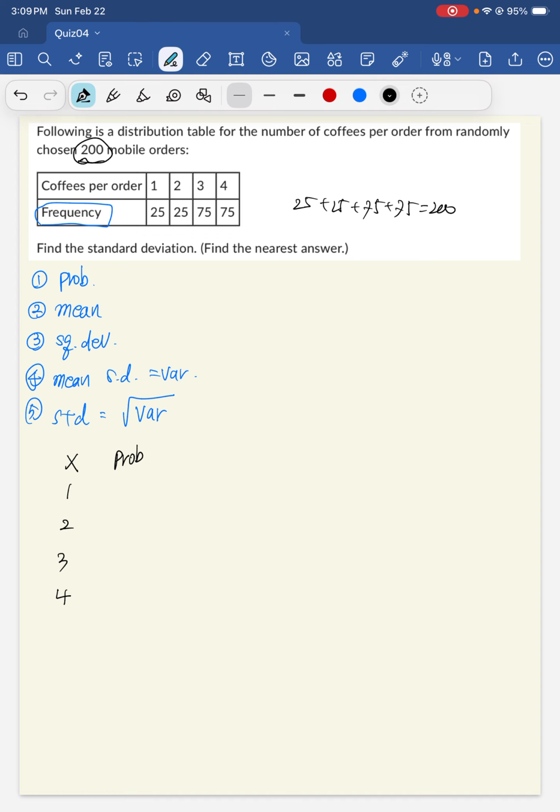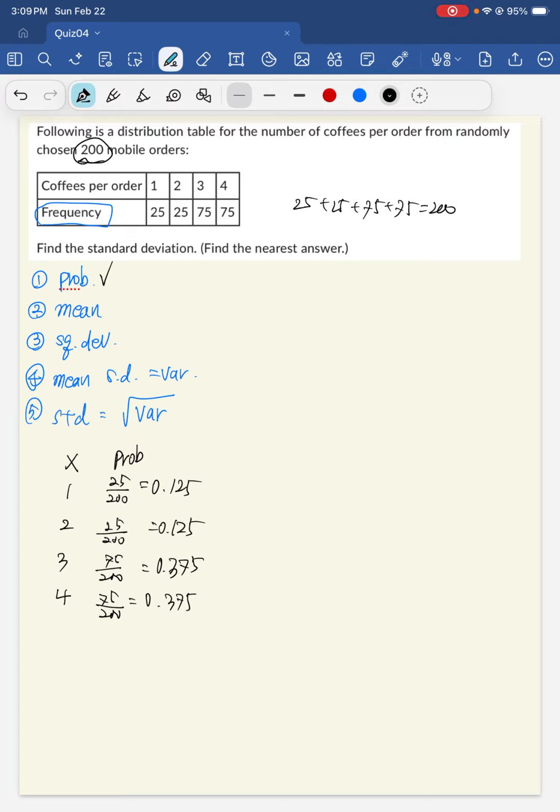So the probabilities are 25 divided by 200, 25 divided by 200, 75 divided by 200, and 75 divided by 200. You may write them as 0.125, 0.125, 0.375, 0.375. So they are probabilities. We have done the first step.